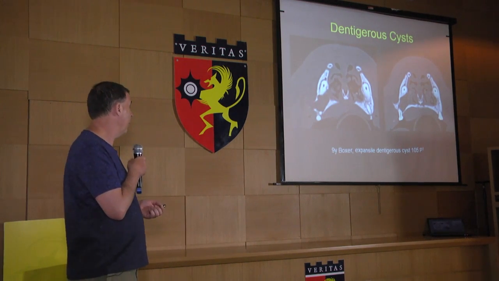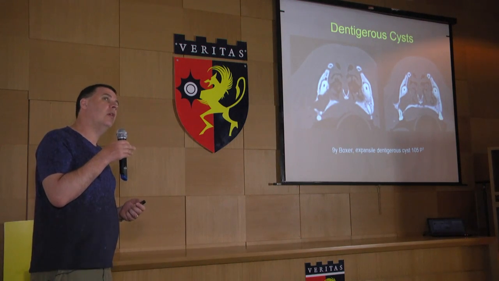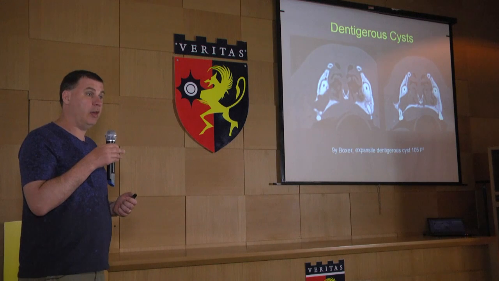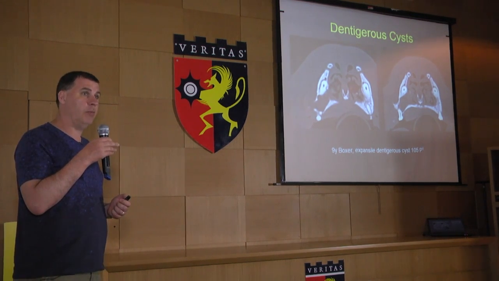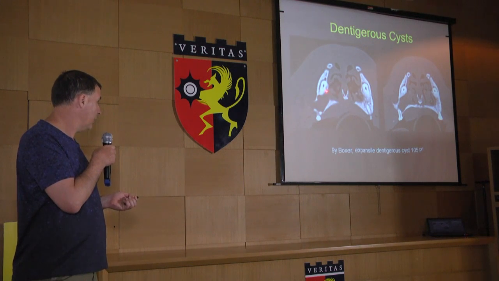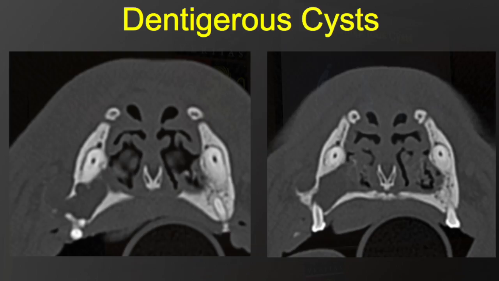This is an example of a dentigerous cyst. There are different types of cysts associated with the dental system. Some are very common in dogs, particularly in brachycephalic dogs, which are more and more popular. And here you can see one of those cyst formations forming.